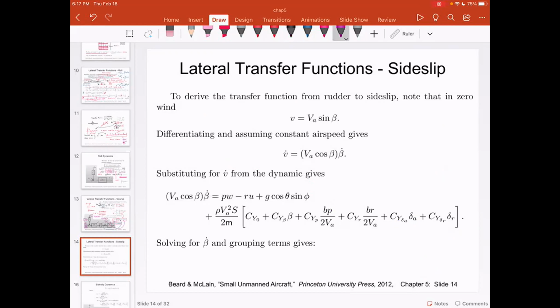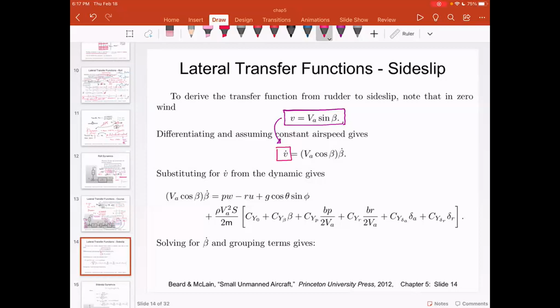So we will start with the same basic equation. We start with V, which is the lateral velocity in the body coordinates, equal to VA, airspeed, multiplied by sine of beta, where beta is the side slip angle. And I'm going to differentiate this equation. This is exactly what we did earlier. Once you differentiate the equation, you get an equation for V dot.